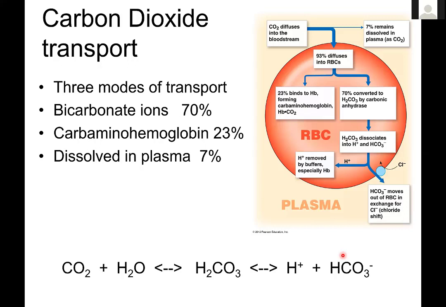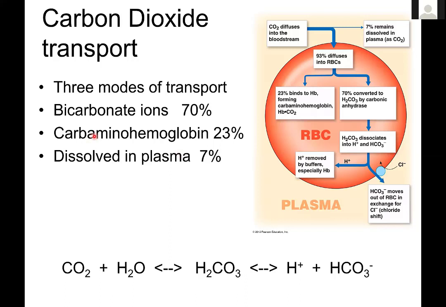So there's three modes of it. Most carbon dioxide is not transported on a molecule, so it's different from oxygen in that way, but rather in the form of bicarbonate ions. So you convert your CO2 into HCO3-, and it exists hidden in this base. Carbaminohemoglobin is the other 23%.